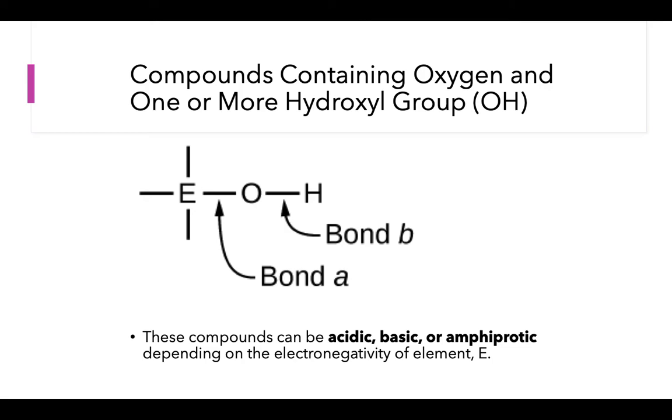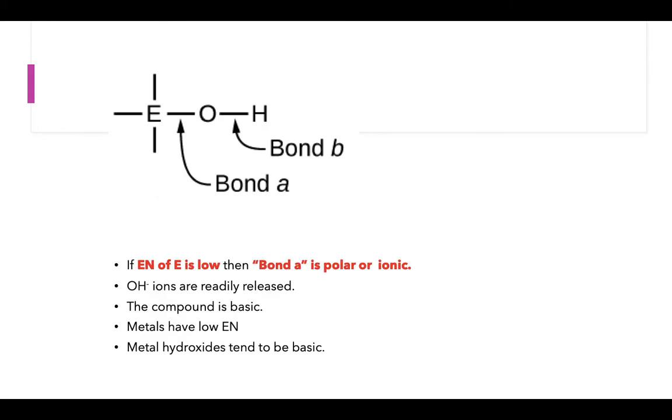So, if they have one or more OH groups, we're going to refer to the bond between the oxygen and the main chain as bond A, and the bond between hydrogen and oxygen as bond B. These can be acidic, basic, or amphiprotic, or amphoteric, and it would depend on element E, the rest of that chain. So, if E is low in electronegativity, then bond A is polar or ionic. This would be something like a sodium ion or an aluminum ion.